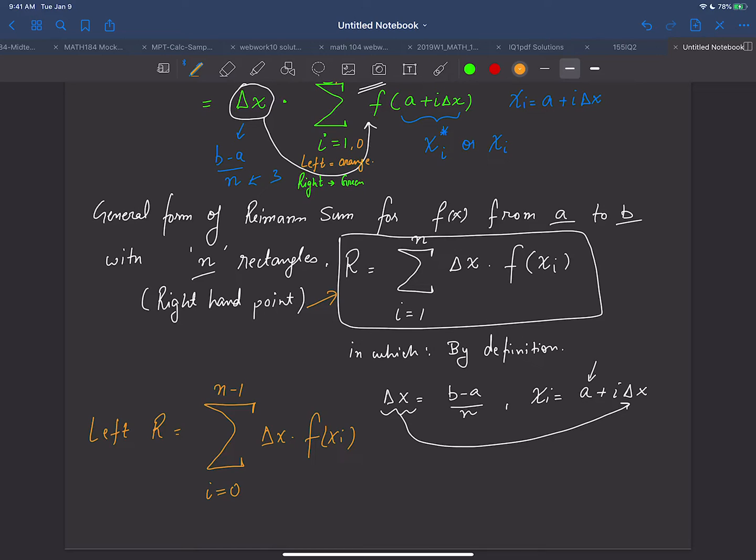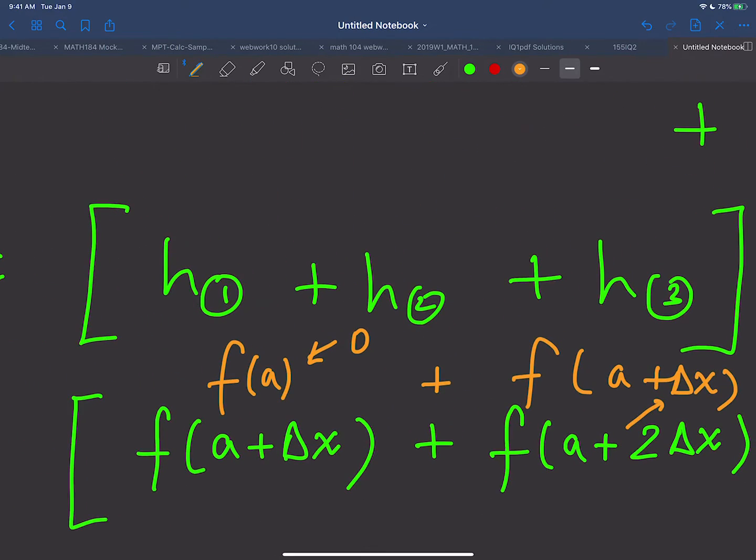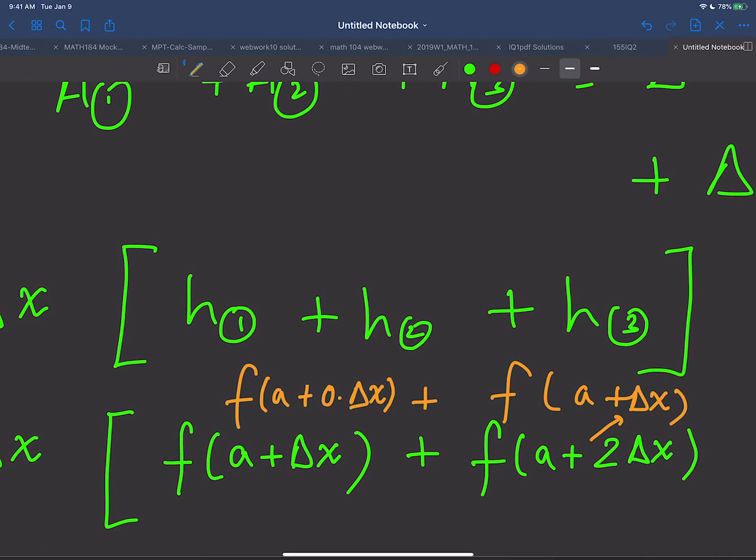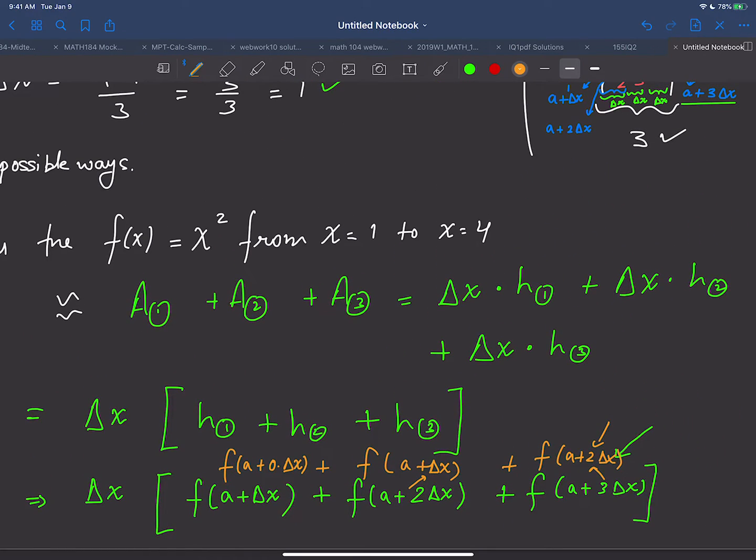So f of a is not 0. What we're trying to say is f of a could be written like this. Let me remove this here. Plus 0 times delta x, right? That's essentially just f of a. So what we're trying to do here is represent them in terms of delta x like we did before, just to make yourself more comfortable with the idea.